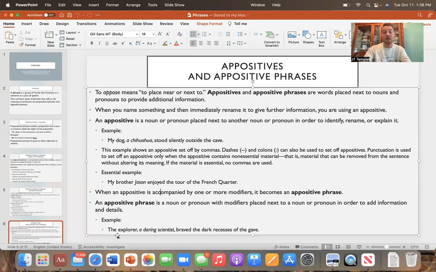For example, the explorer, a daring scientist. So that's describing the explorer. We see it's not essential because it's set off by commas. But what's making it a phrase is that we've got daring here, right? That's describing the scientist. Brave the dark recesses of the cave. I don't know why I have cave.